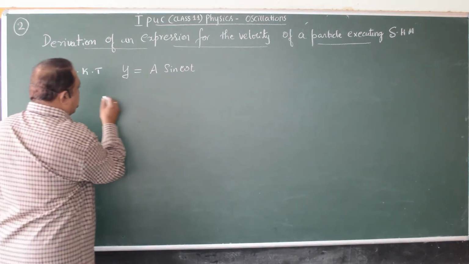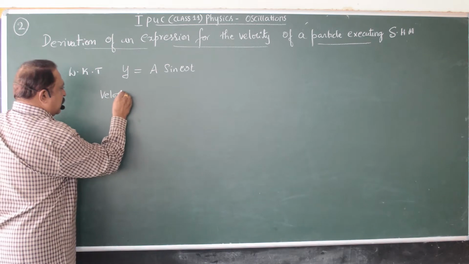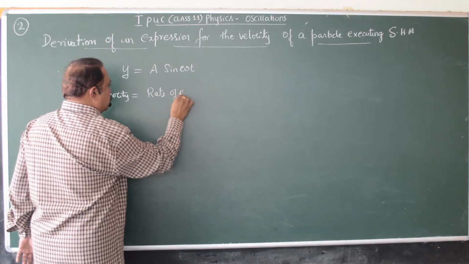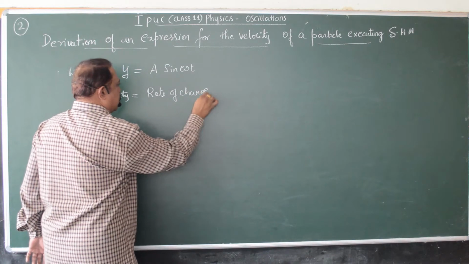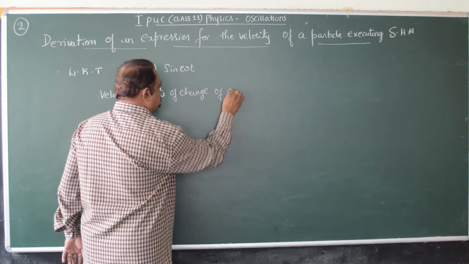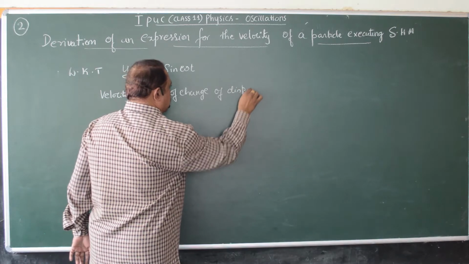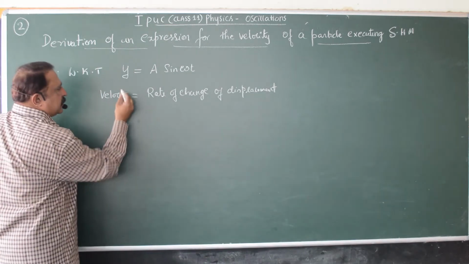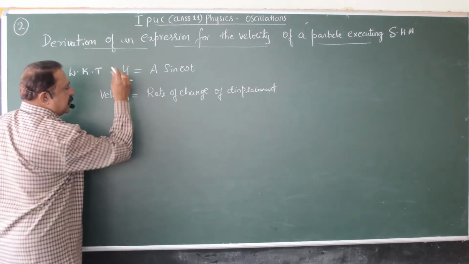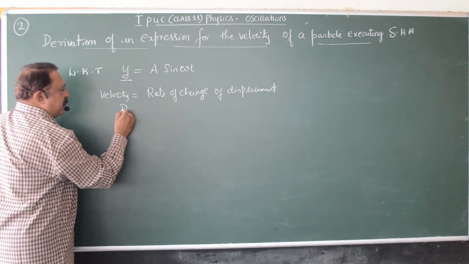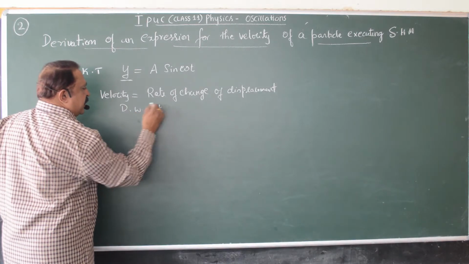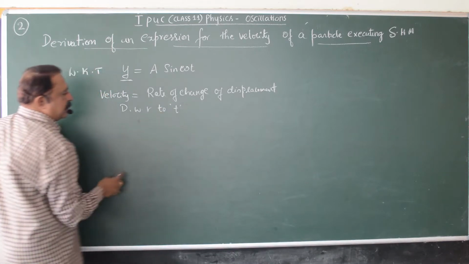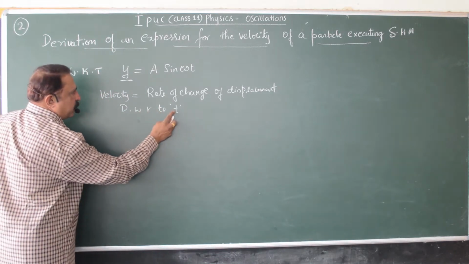Now if I want to get velocity, velocity is the rate of change of displacement. So in order to get velocity, I have to find the rate of change of y. That means differentiate y with respect to t.